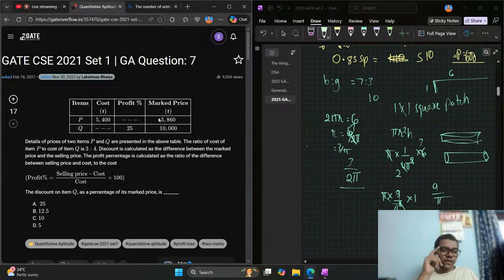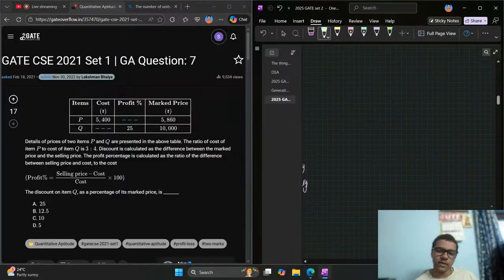Details of prices of two items P and Q are presented in the above table. The ratio of cost of item P to the cost of item Q. Okay, CP is 3 times 4. You can find it out. Discount is calculated as the difference between the market price and the selling price. The profit percentage is calculated based on the ratio of difference between selling price and the cost to the cost. The discount on item Q is what percentage of its market price?